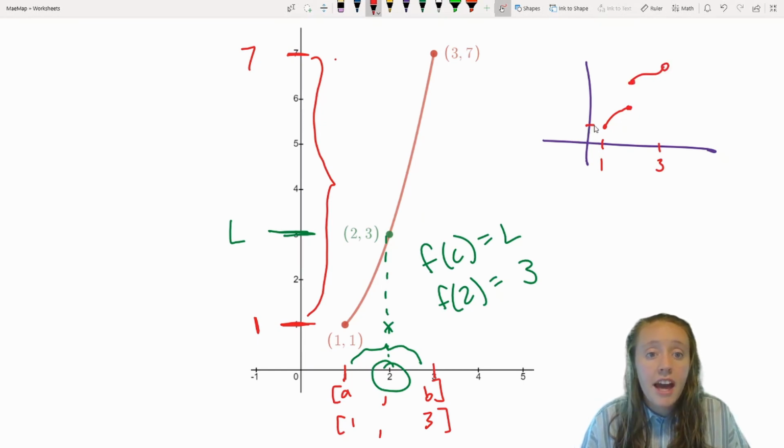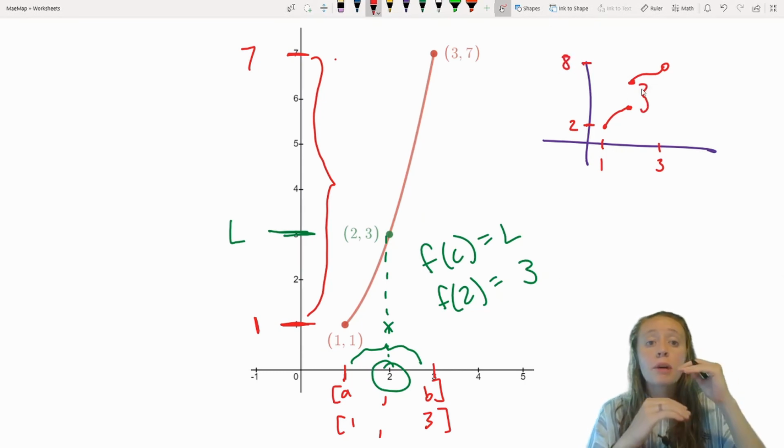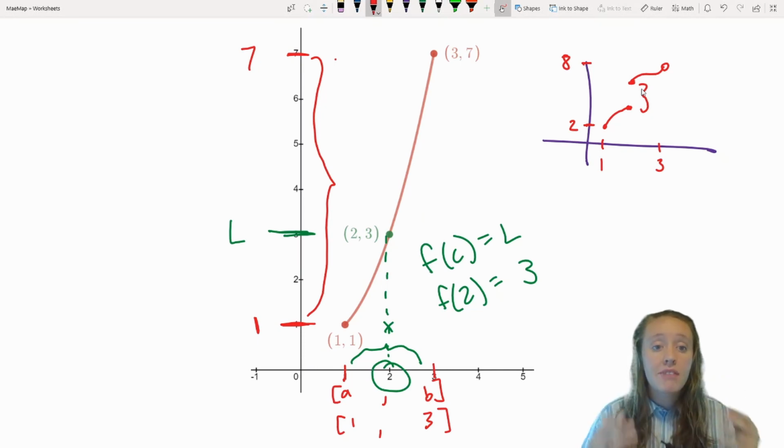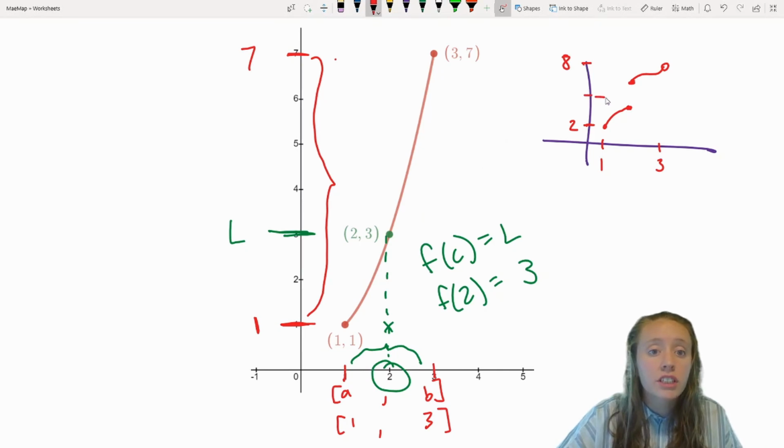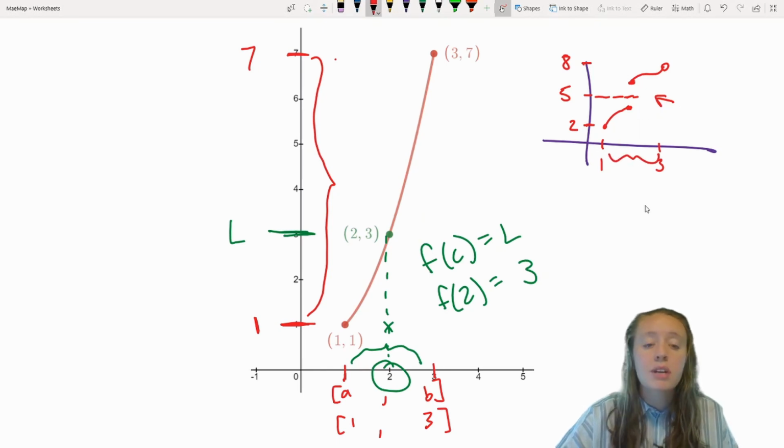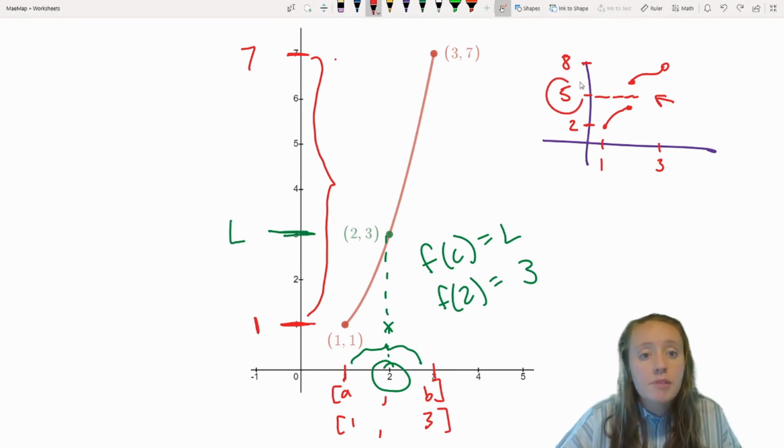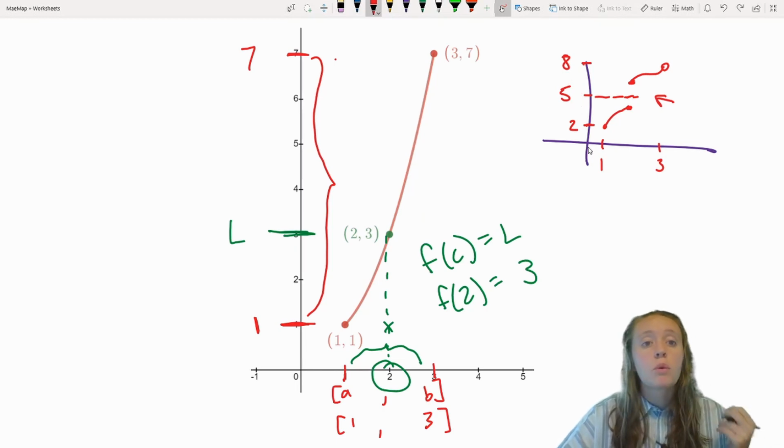And let's say that my f of a, so my f of 1 is going to be a value of 2, and f of 3, let's make that go all the way up to 8. Well, you can see in between these, I have a whole bunch of y values that don't even exist because it's not continuous. So if I try to look for some value, let's say that this is 5 right here, I'm not going to be able to find an x value in between 1 and 3 that gives me that value of 5 when I plug x into my function.